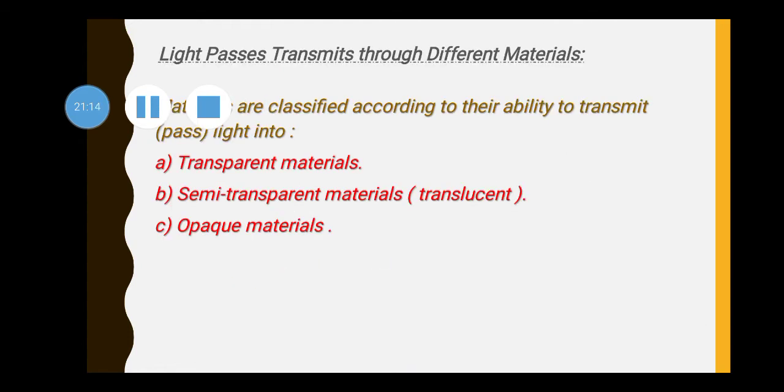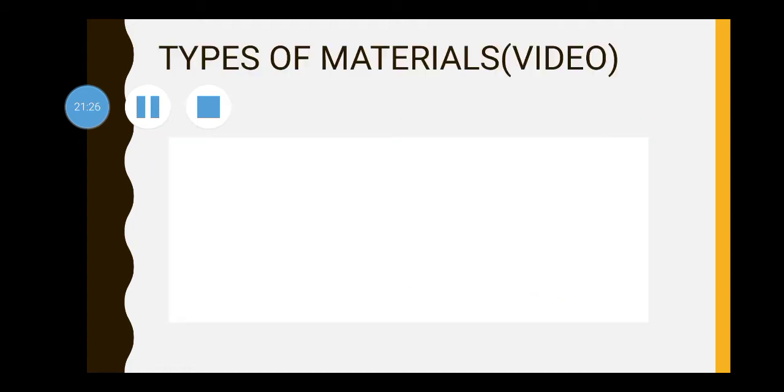And then we will talk in detail about the different types of materials. We have transparent, semi-transparent and opaque objects. Let's learn about them clearly during this video.